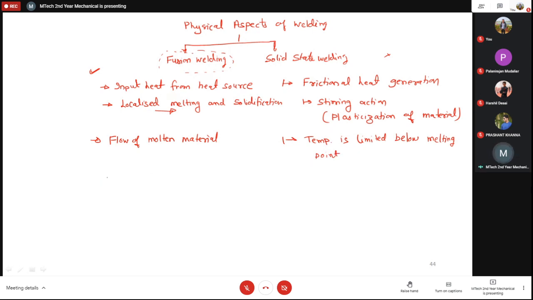Okay. Now we can also see that due to the localized melting and solidification, which is highly concentrated, highly localized, what happens? The differential cooling and expansion happens. Okay, so there will be differential cooling and contraction, and due to these differential cooling and expansion, there will be residual stresses. Differential thermal expansion and contraction.